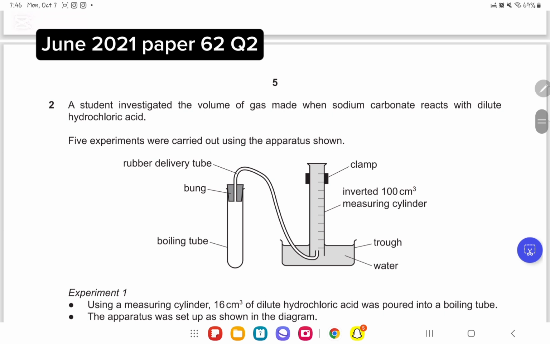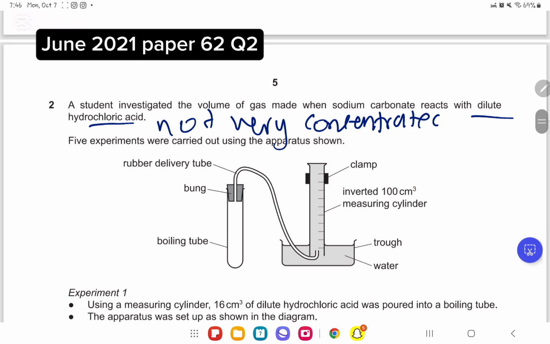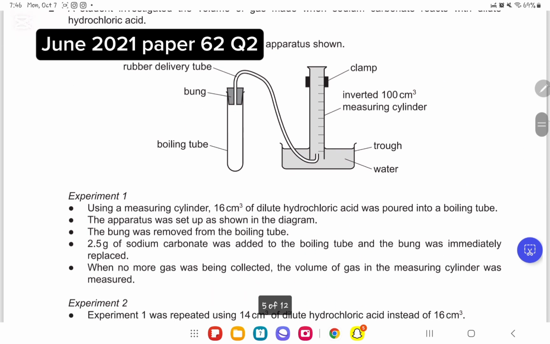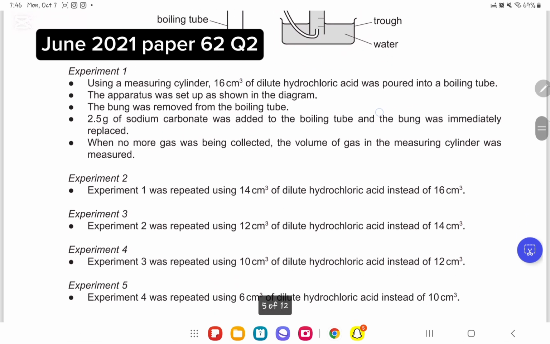So let's start. A student investigated the volume of gas made when sodium carbonate reacts with dilute hydrochloric acid. That means it's not very concentrated. That's the meaning of dilute. Now, 5 experiments were carried out using the apparatus shown. We have a rubber tube, a bung, which is the stopper, the boiling tube, a clamp, inverted 100 centimeter cubed measuring cylinder, and a trough and water.